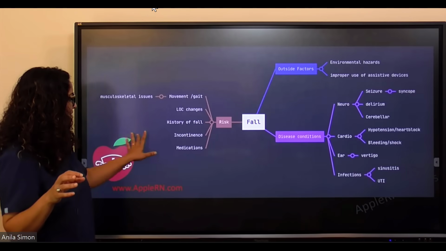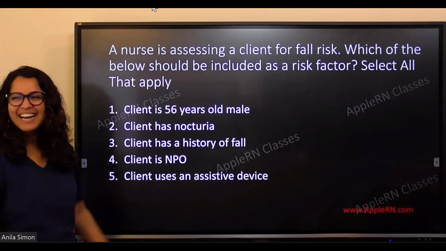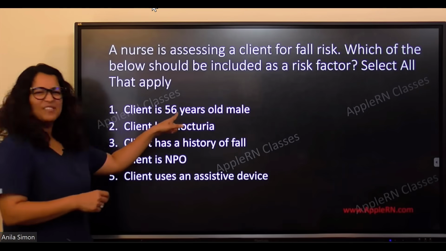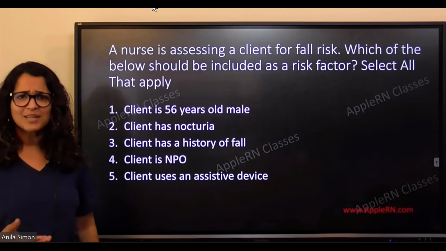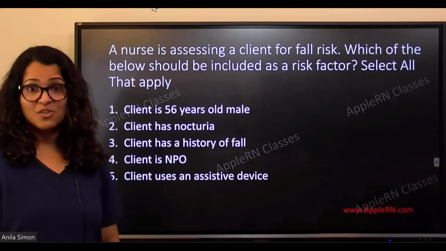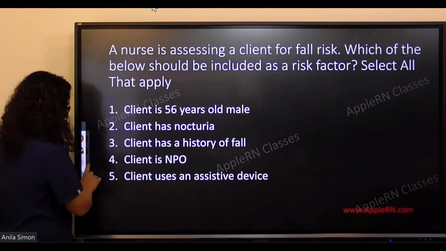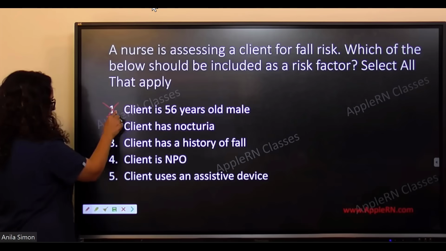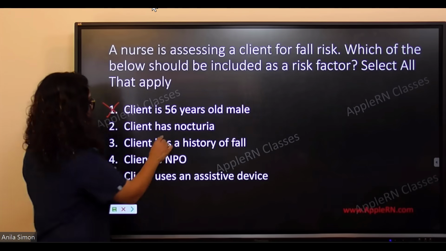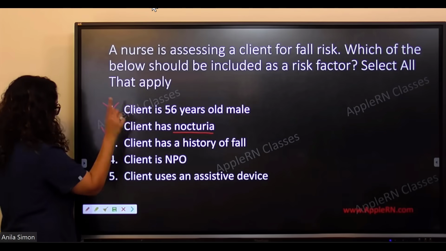So what do you think here? Client is 56-year-old and male. Oh, thank you, Victor. Okay, so what do you think about this? I'm not going to take that, right? Just because somebody is 56 years and male doesn't increase their chance of fall, right? So thank you. That's not going to be our answer here. Client has nocturia, yes, because nocturia is, at night time they have to go. So that could be an issue. So I would say yes.